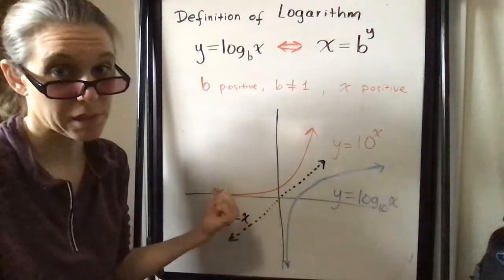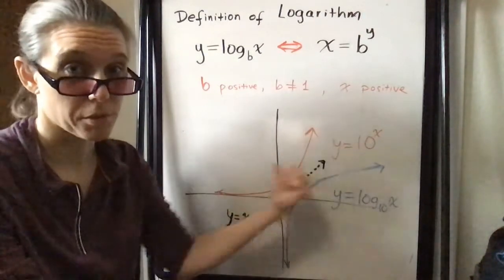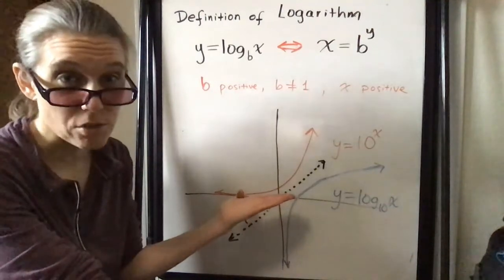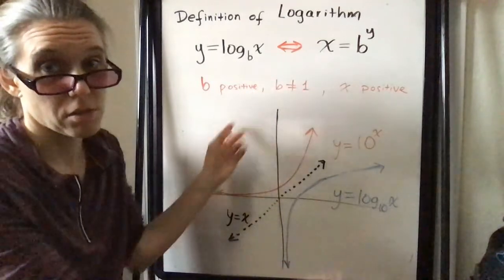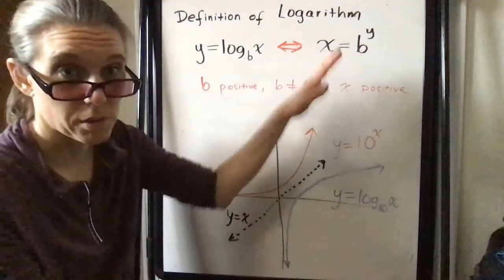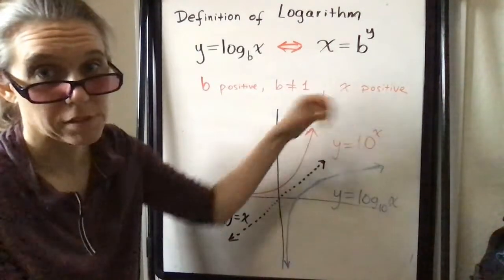For the original exponential function, the domain is all real numbers, right? But the range of the original exponential function is all positive numbers. So the domain and the range swap here. Here, the range is all real numbers, but the domain is only positive numbers. So x has to be positive.